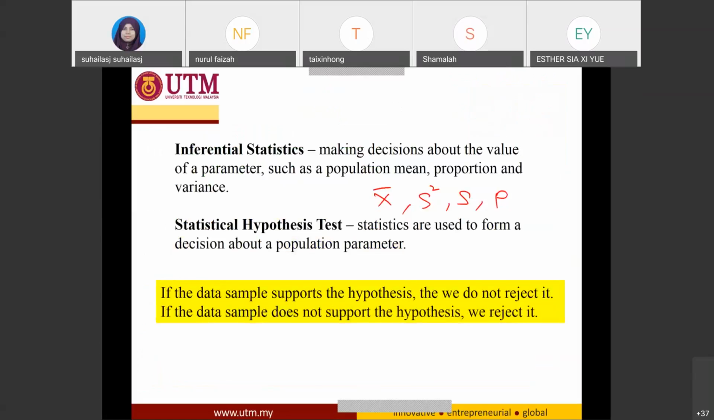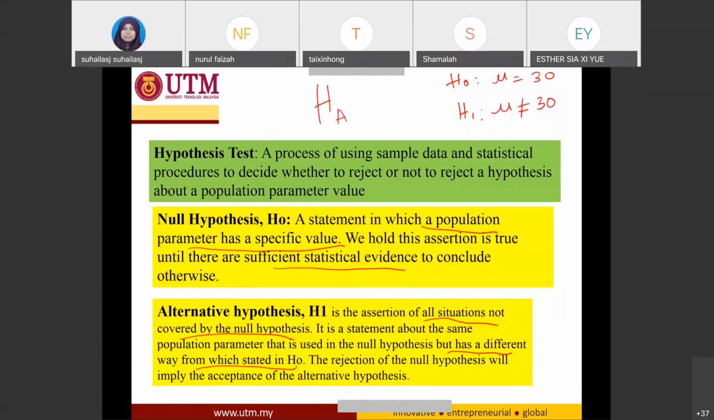Okay, we already refer to chapter 3, testing hypothesis. So we already deal with hypothesis testing. I already gave the definition: hypothesis testing is just a process of using sample data and statistical procedure to decide whether to reject or not to reject a hypothesis.